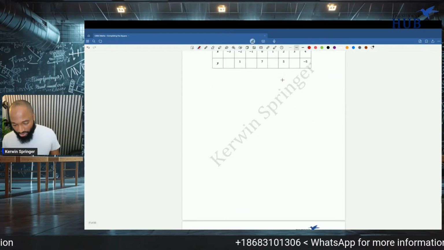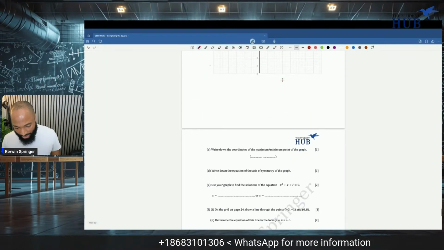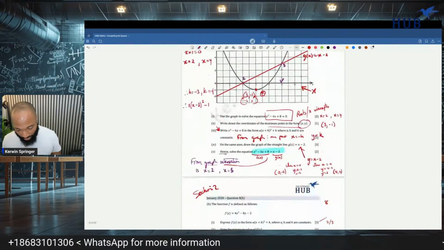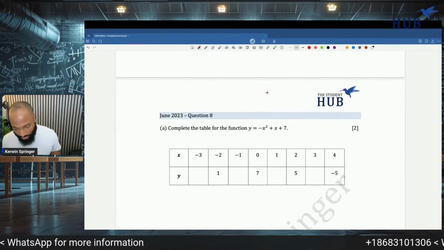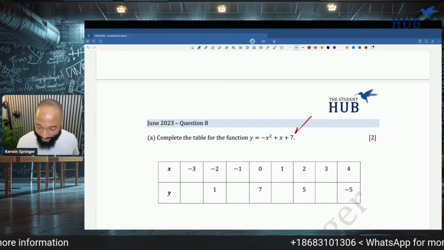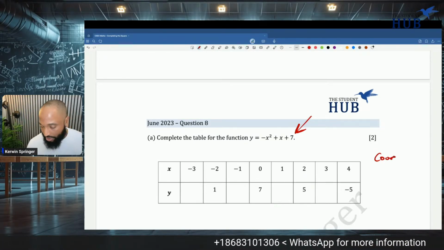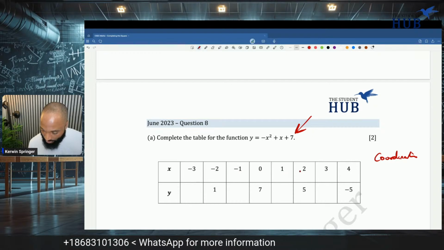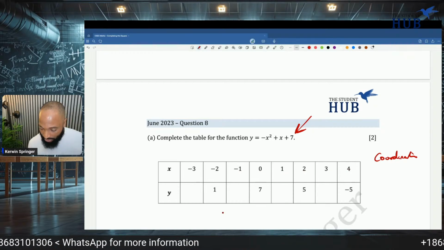So in June 2023, look at all of this. This is when they engage us to write on the paper, right? We are writing on the paper. So we needed to complete this. This is coordinate geometry work. This is form 2 work here. You just simply substitute your x values and get your y values.